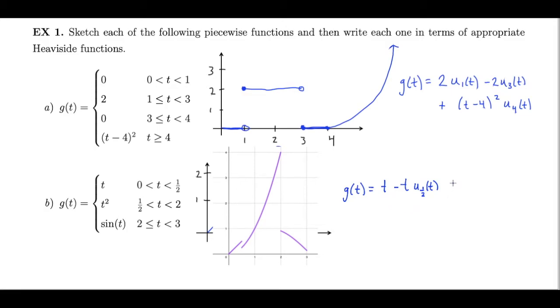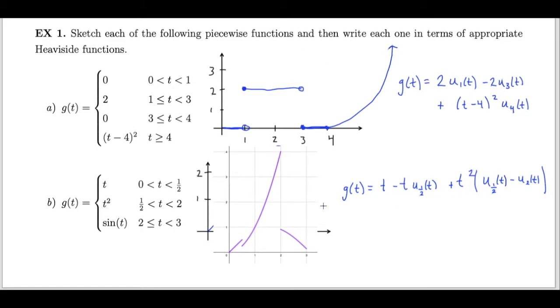Sometimes we actually will write t squared, and then maybe in parentheses we would say we want to turn it on at 1/2, and then turn it off at 2. And so I can accomplish both switches, the switch on and the switch off, here in the parentheses, and then those are multiplied by t squared. Sorry, I don't know why I put that 2 in the subscript.